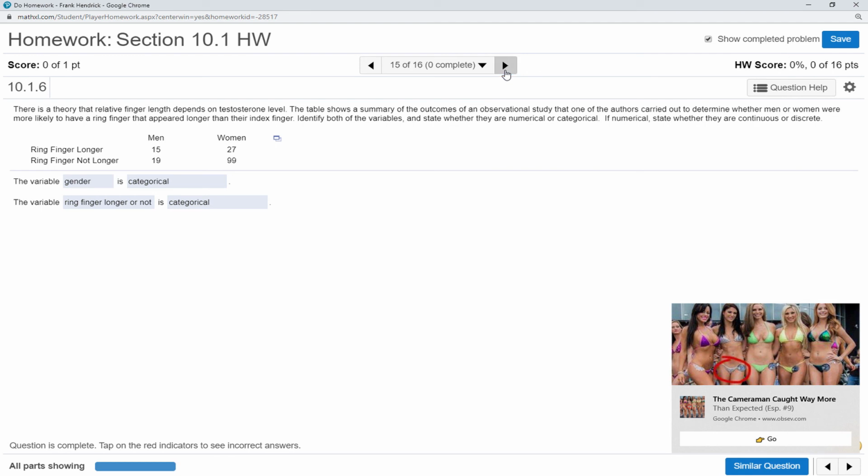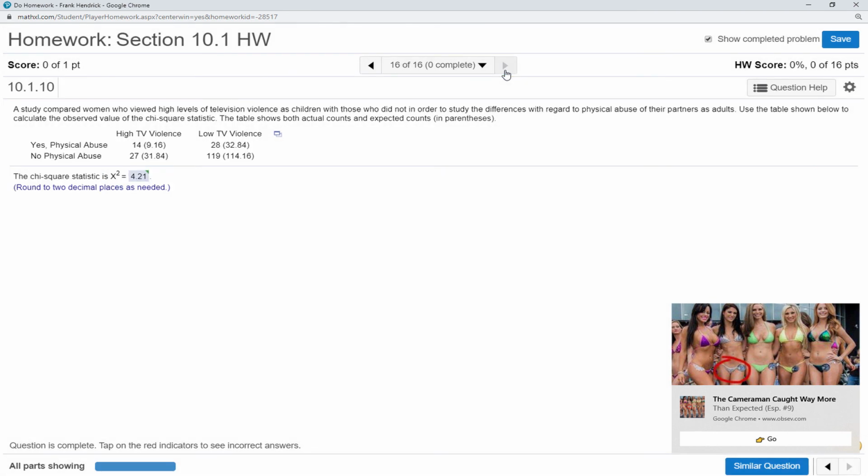Another one like it. We did one like this already, which is to find the chi-square statistic.